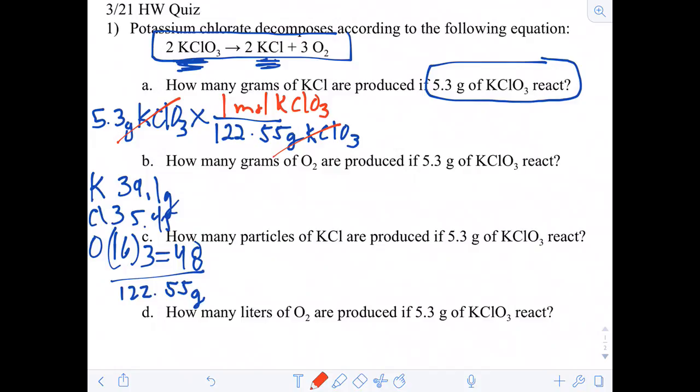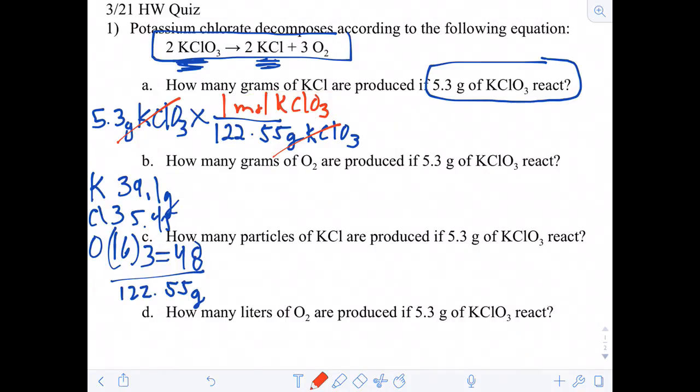What's grams times grams? Grams squared, right? What's gram over gram? 1. That's what we're doing here. We're saying grams of potassium chlorate over grams of potassium chlorate is 1. It's no longer an issue, and my unit right now is just moles of potassium chlorate.